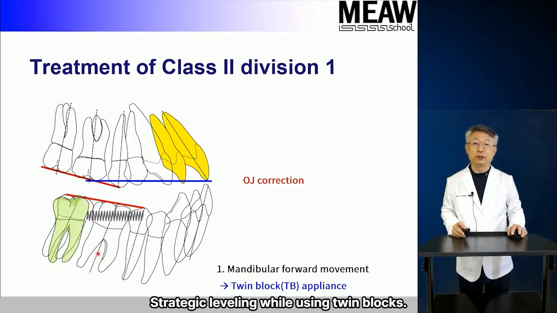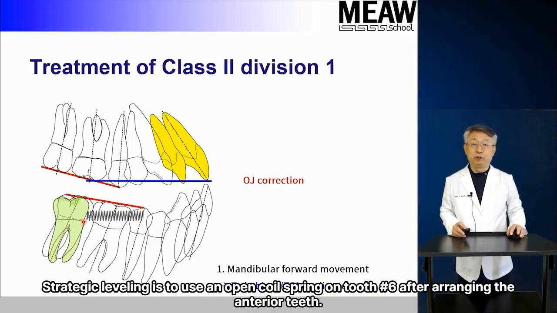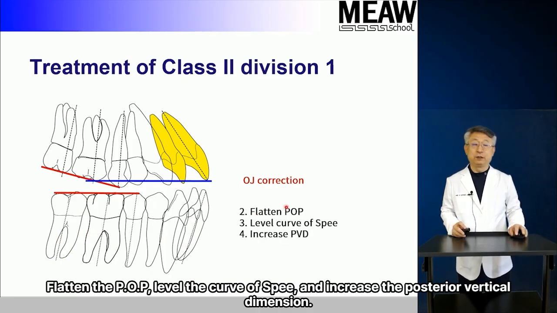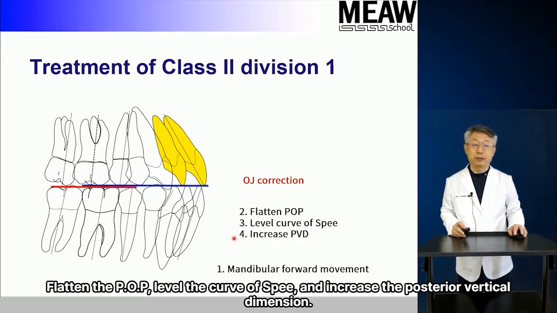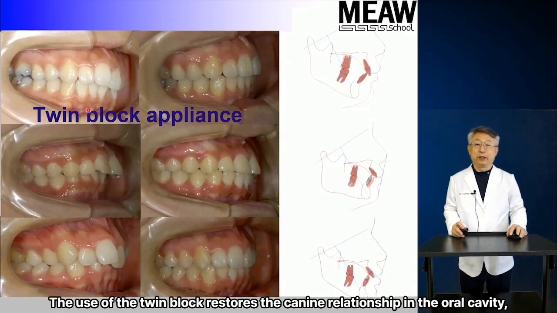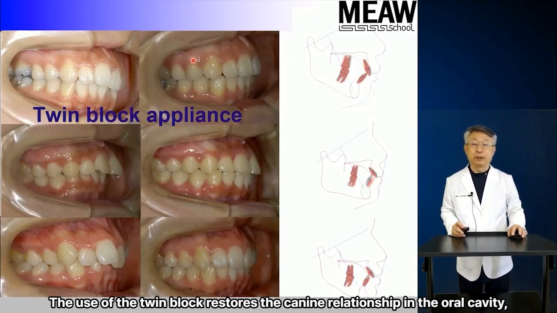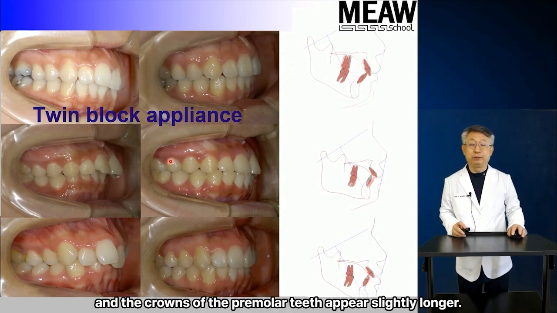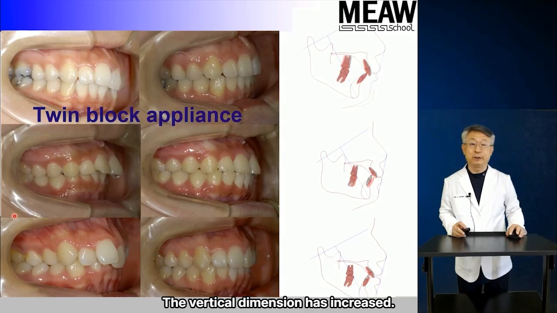Strategic leveling while using twin blocks. Strategic leveling is to use an open coil spring on tooth number 6 after arranging the anterior teeth. Flatten the POP, level the curve of SPE, and increase the posterior vertical dimension. The use of the twin block restores the canine relationship in the oral cavity, and the crowns of the premolar teeth appear slightly longer. The vertical dimension has increased.